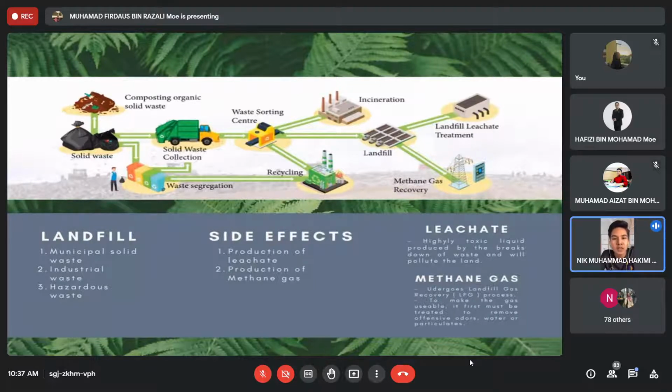And this method sebenarnya dapat memudahkan kerja diorang sebab daripada waste segregation center ni, diorang akan terus ambil sampah tu and direct hantar ke recycle center untuk di-recycle balik. So kita dah jimat satu step, which is tak perlu hantar ke sorting center dah.